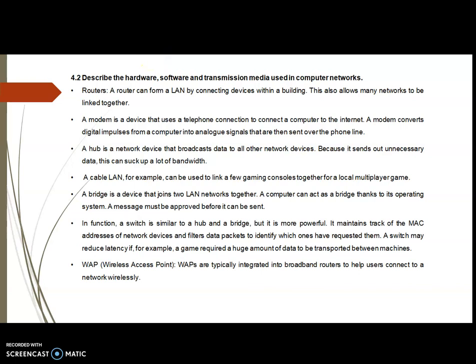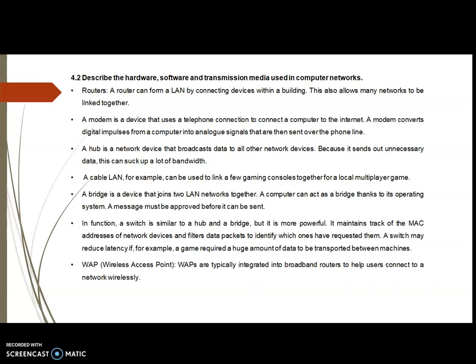4.2 Describe the hardware, software and transmission media used in computer network. Routers. A modem is a device that uses a telephone connection to connect a computer to the internet. A hub is a network device that broadcasts data to all other network devices.